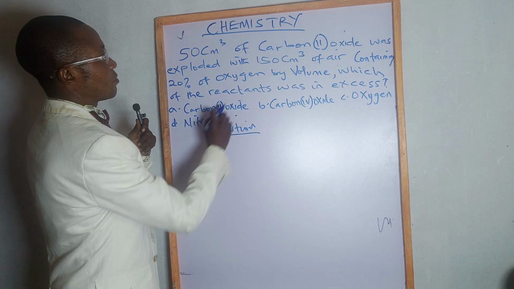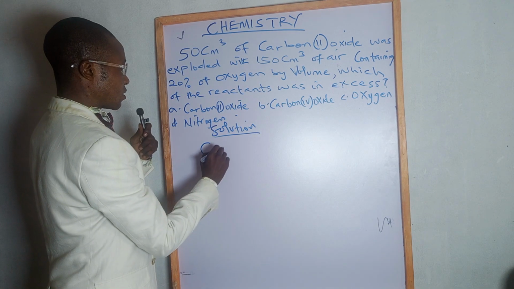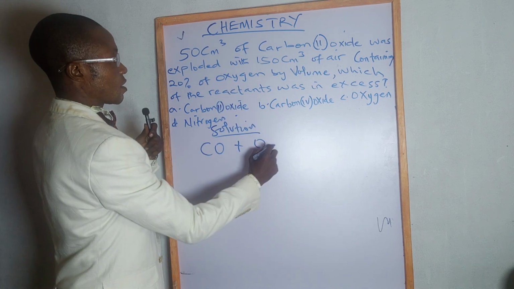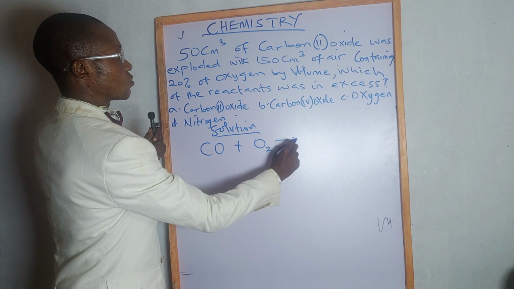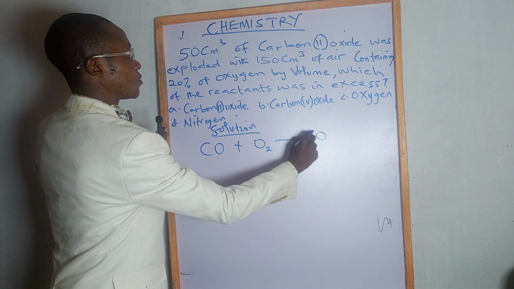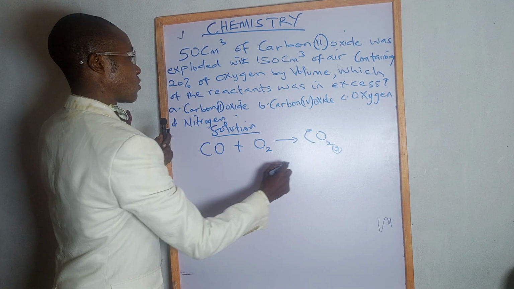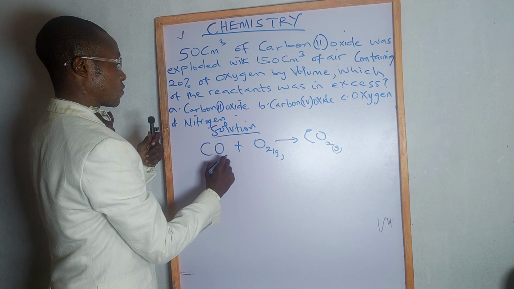So carbon monoxide is represented by CO, plus O2 from the air, then you have CO2 formed. CO is a gas, O2 is a gas, and CO2 is also a gas.